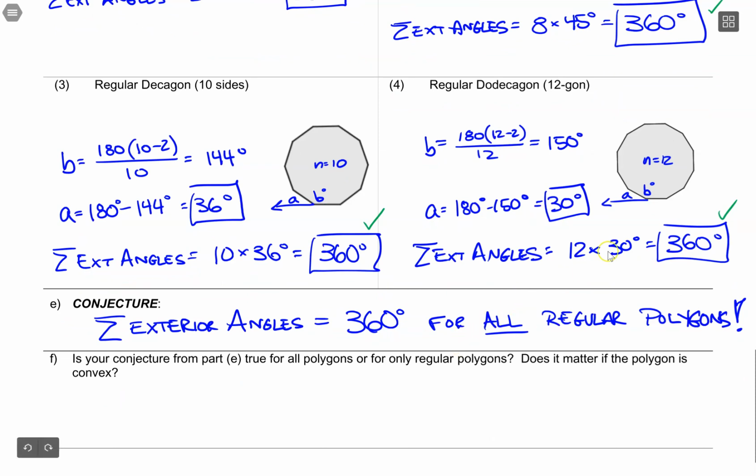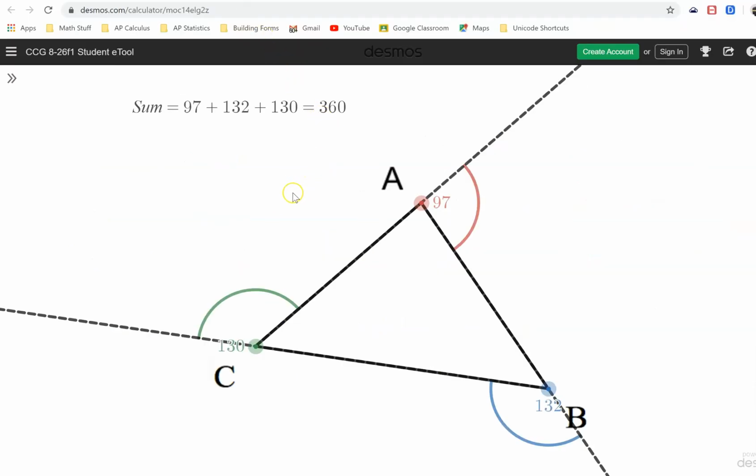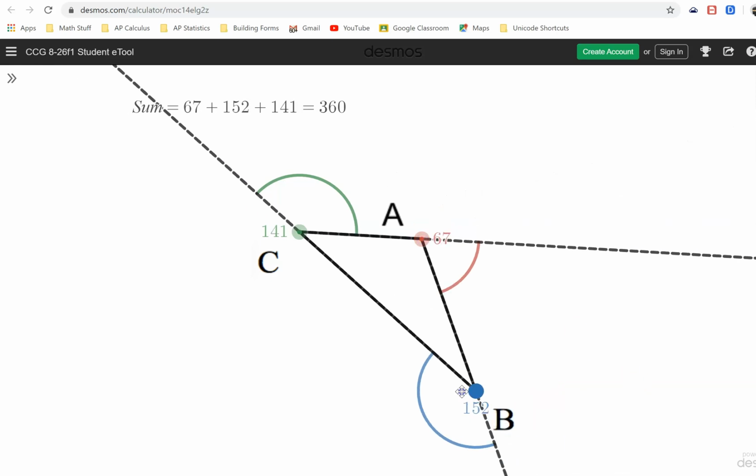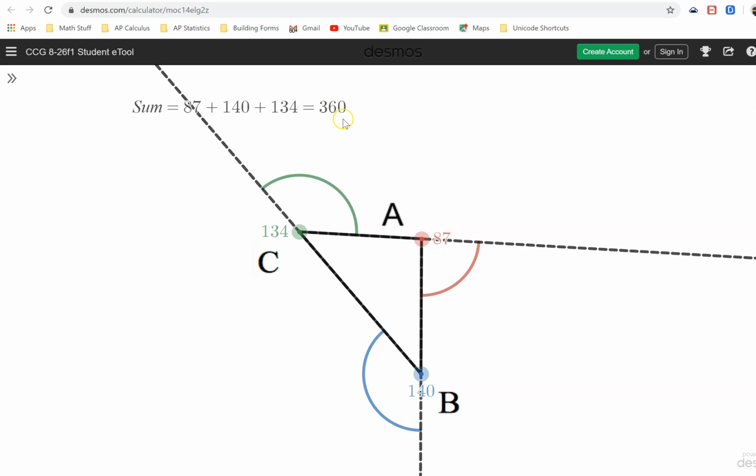Part F asked us to do this. Is our conjecture from part E true for all polygons or only for regular polygons? Does it matter if the polygon is convex? So I'm going to jump back and look at some dynamic examples here. What I have here is a Desmos tool that shows a triangle, and each exterior angle is marked. The sum of those is shown up here, and you can see that that sum is currently 360. Watch what happens as I move the vertices around to get different size triangles, different exterior angle measures. You'll notice that that 360 doesn't change.